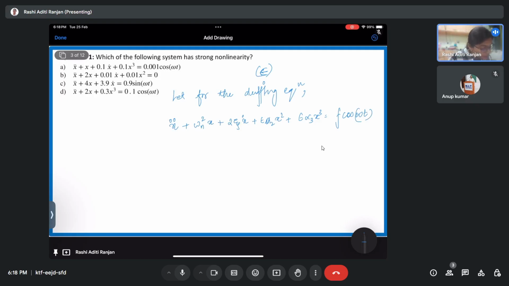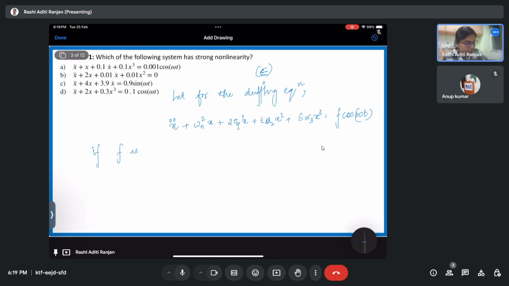Now for this Duffing equation, if my value of f is comparable with the value of omega n square, then I would say that my system has a strong forcing, right? And if my value of f is very small as compared to the value of omega n square, in that case, I would say that my system is having a weak forcing. Very simple, right?